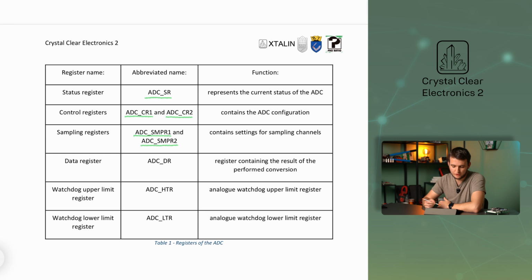The previously mentioned analog watchdog limits, that is, when to signal, can be set with the ADC_HTR and ADC_LTR registers. The former will store the upper limit, while the latter will store the lower limit. The last register left is the ADC_DR, where the result of the conversion is written. This is where we will extract the binary representation of the analog signal.